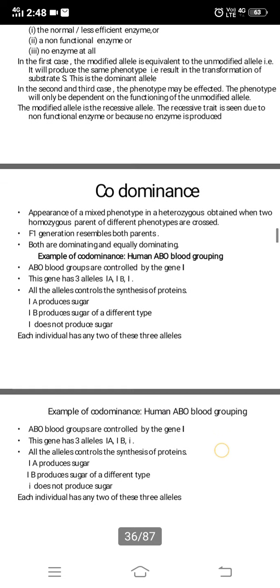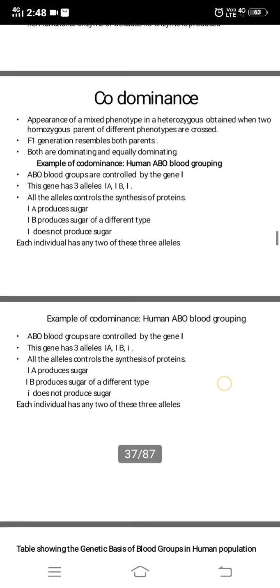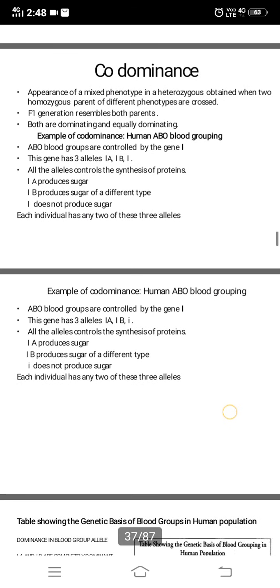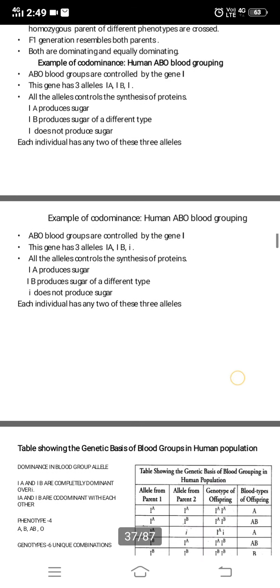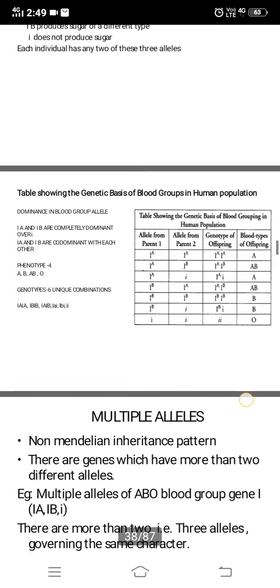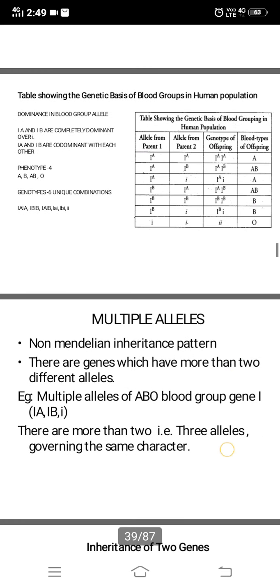Then we had studied codominance, with the example of blood grouping. Codominance means the appearance of a mixed phenotype in a heterozygous individual. We studied the human ABO blood grouping, in which A and B are both dominant. That is codominance; together they become dominant. We had seen the different ways in which the blood group was found.